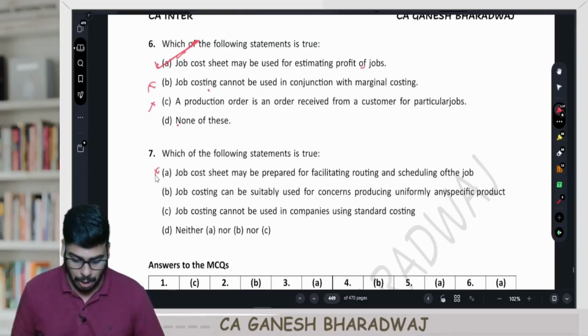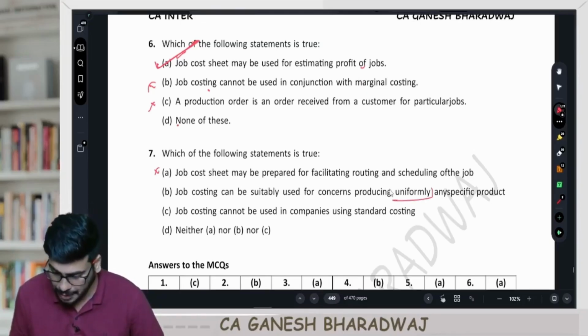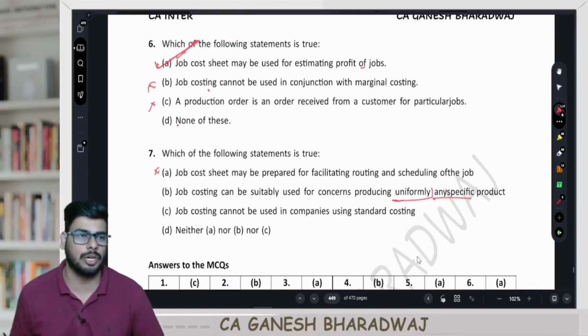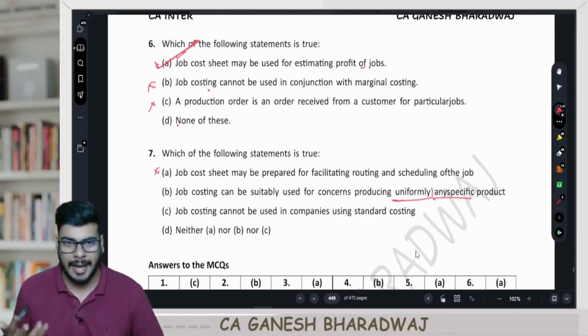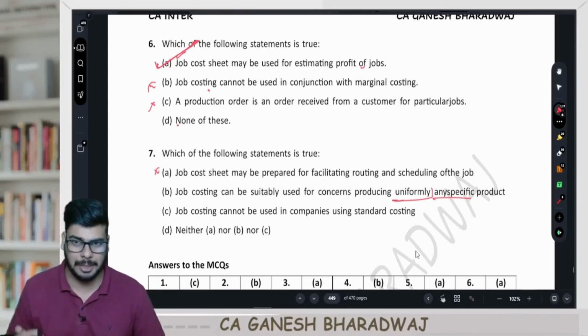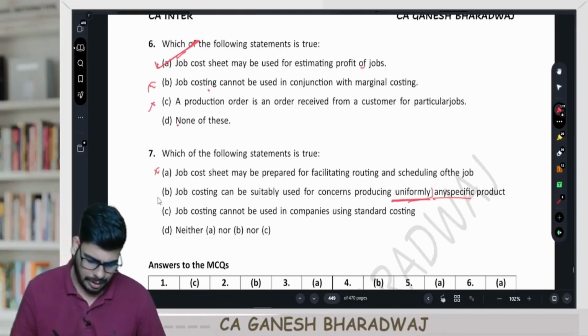Second, job costing can be suitably used for concerns producing uniformly any specific product. Is it true or not? Uniform product, job costing you use. Is it correct or not? Absolutely wrong. We use it only for customer specific product. Uniform products, which one will you use? Unit costing, right? This is also wrong.